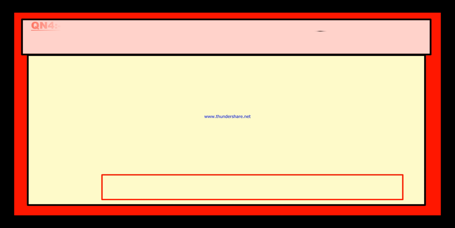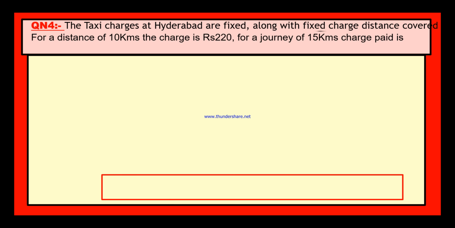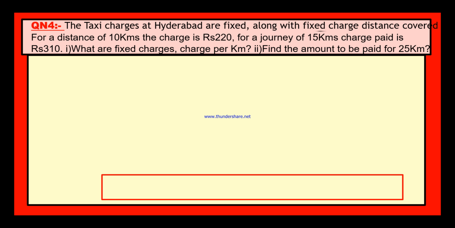Now let us look at question number 4. The taxi charges at Hyderabad are fixed along with a fixed charge distance covered. Here for a distance of 10 kilometers, the charge is 220 rupees and for a journey of 15 kilometers, charge paid is 310 rupees. Here the first question, what are fixed charges and what is the charge per kilometer? And the second question, find the amount to be paid for 25 kilometers.